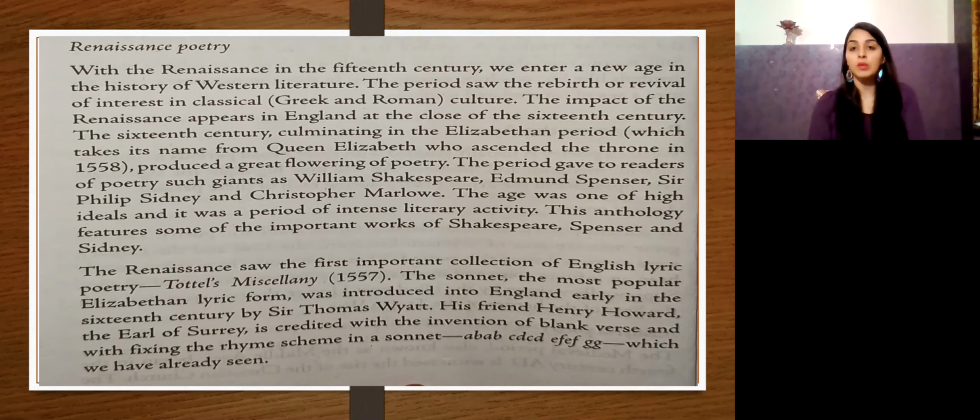The impact of the Renaissance appears in England at the close of the 16th century. The 16th century culminated in the Elizabethan period. Now everyone knows who Queen Elizabeth is, right? The Renaissance period was very well known by the name of Queen Elizabeth. That is the Elizabethan period, which takes its name from Queen Elizabeth, who ascended the throne in 1558. So she was the queen at that time.